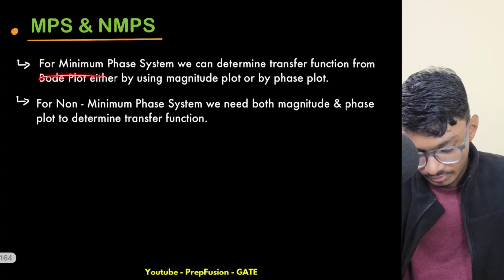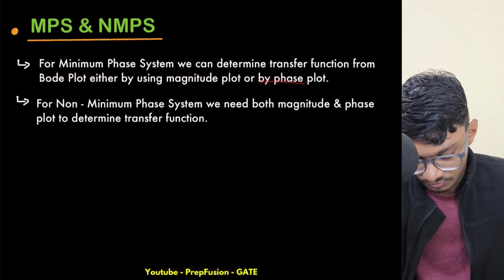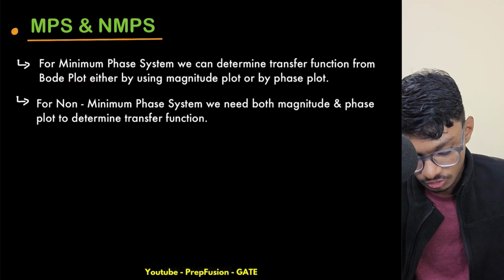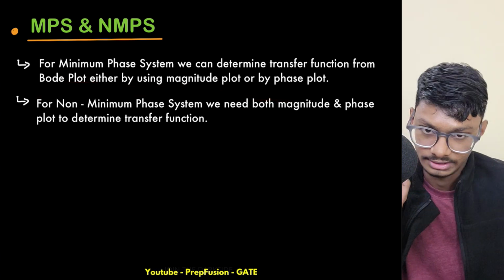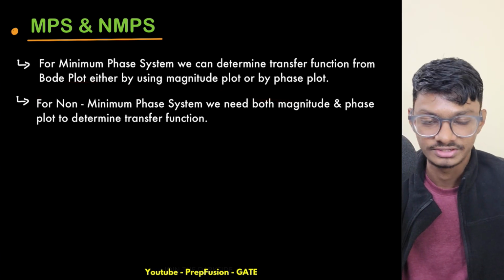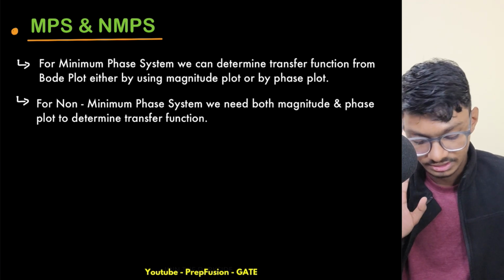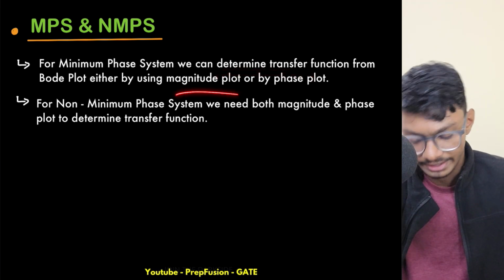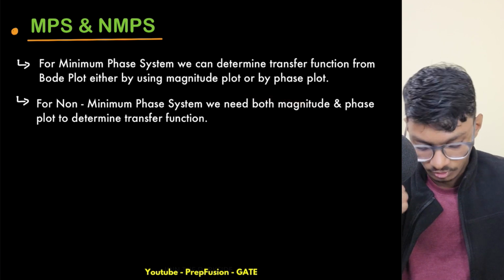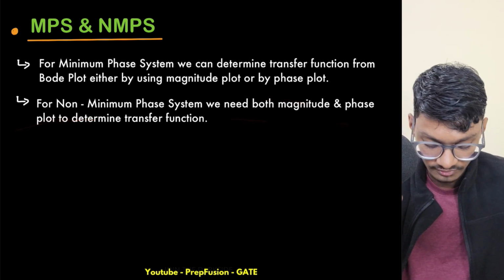So for minimum phase system, we can determine the transfer function from the Bode plot either by using the magnitude or the phase plot. If we know we are plotting Bode plots for a minimum phase system, we will be able to identify the transfer function from either the magnitude plot or the phase plot. But for a non-minimum phase system, we need both the magnitude and phase plot to find the transfer function.